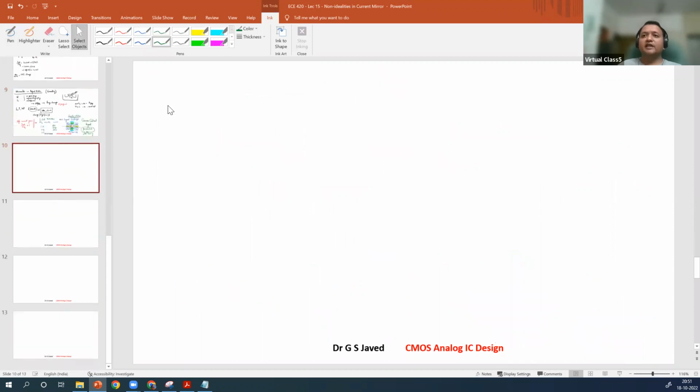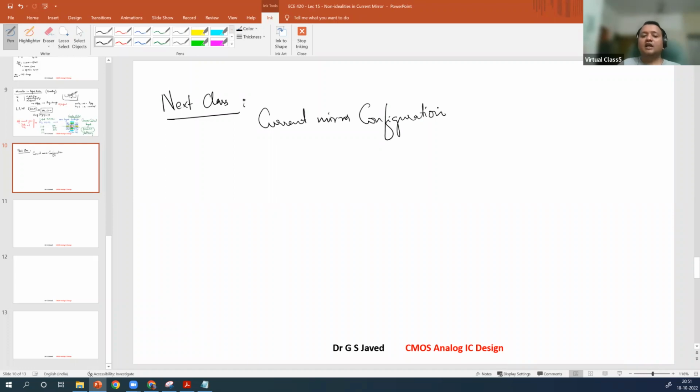So in the next class, we will look at the current mirror configuration. We will look at what are the current mirror configurations that we can use. So what are the various methodologies that are followed?